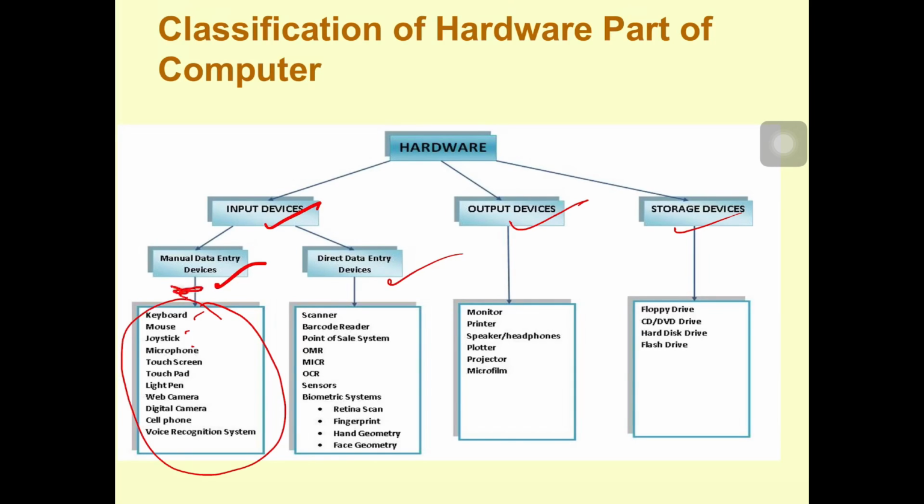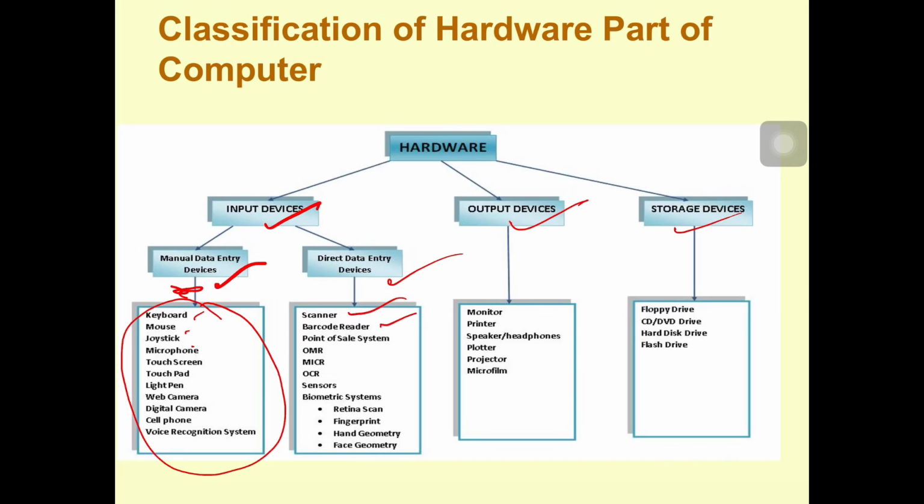The next category of input devices is direct data entry devices. In direct data entry devices, the input is not given by the user manually. It is recorded in the form of information which is already present. It may be a scanner which takes the information input in the form of a document, or it may be a barcode reader which takes the information in the form of a barcode.